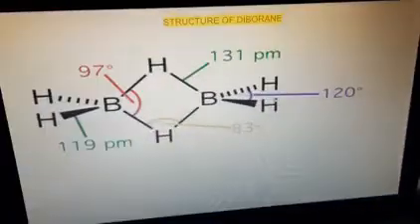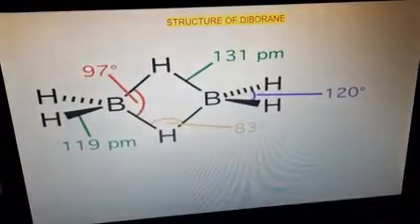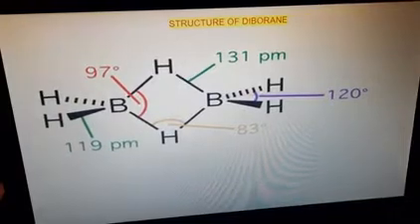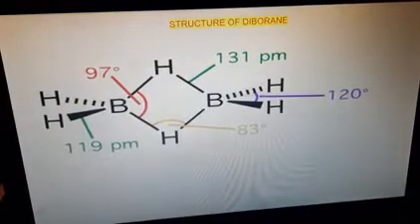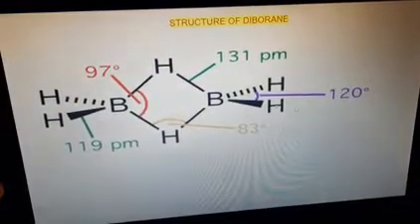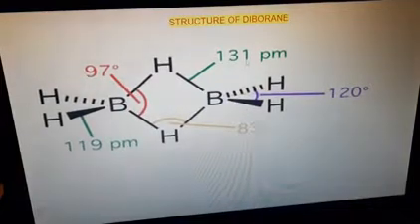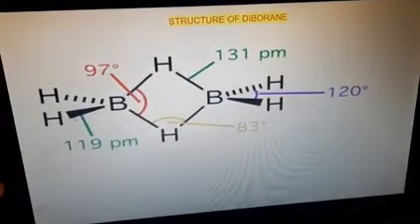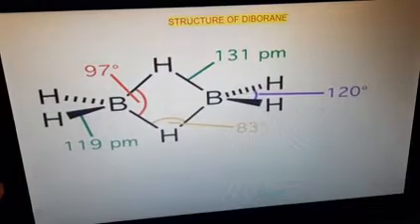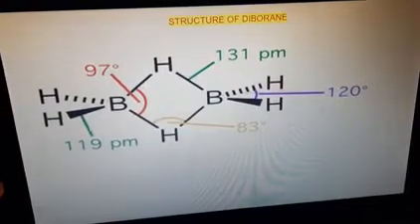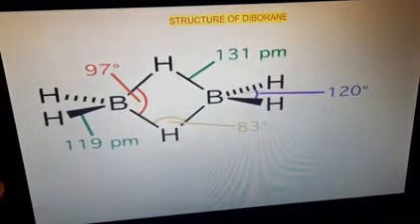So, yesterday we discussed the structure of diborane. See here, these are the bridging bonds, two bridging bonds, and there are 4 terminal bonds. See the bond length of this bridging bond, it is 131 picometer, whereas the bond length of a terminal bond is 119 picometer, means it is the shortest bond and the other is a longer bond.